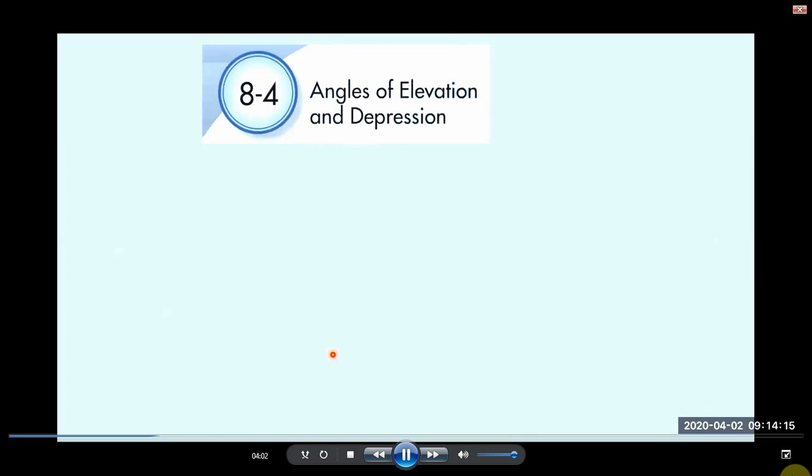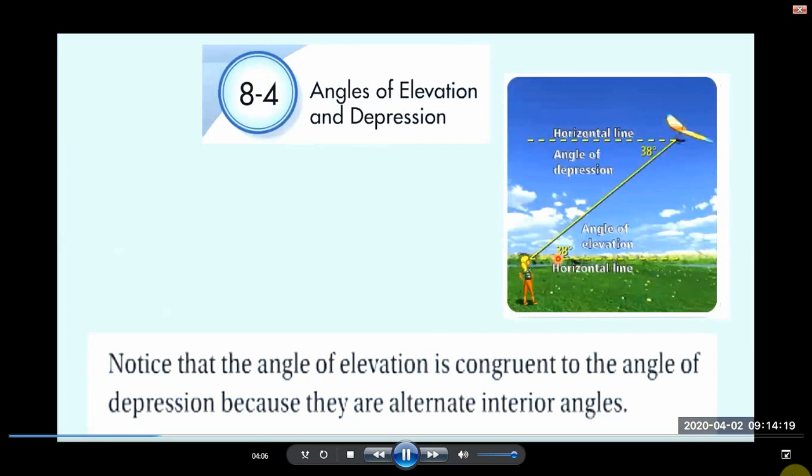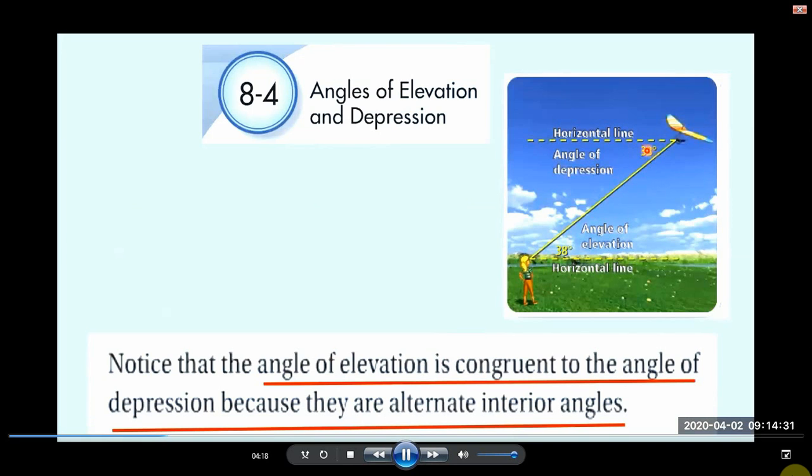Yes, so easy. Angle of elevation and angle of depression. This angle is the angle of elevation, and this one is the angle of depression. The very important point: they are congruent. If this one is 38, then this one is 38. The horizontal lines and the transversal, like the letter Z, make what? Alternate angles. They are equal because they are alternate angles.